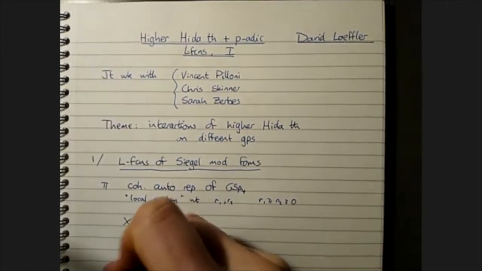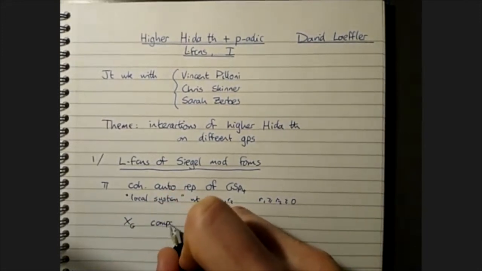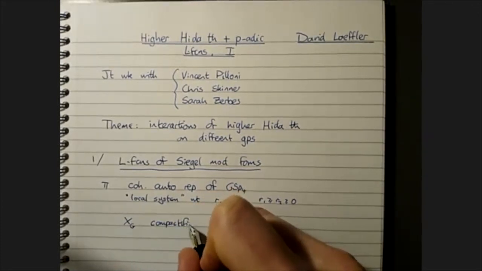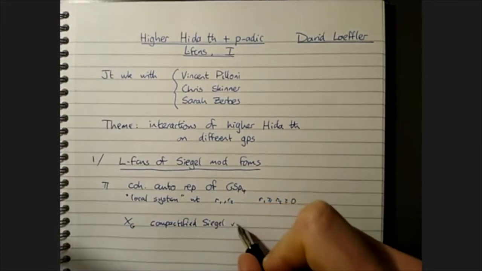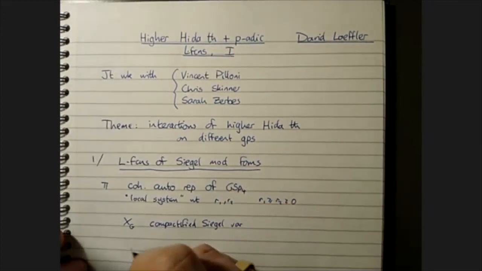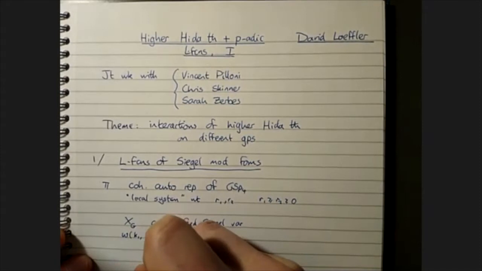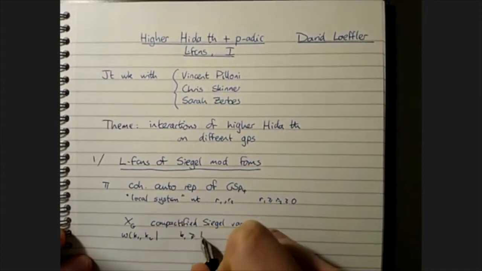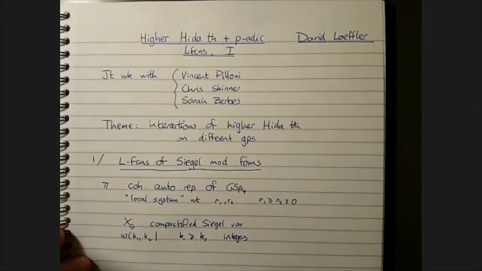So if X_G is the compactified Siegel variety, of some large enough level, we get several sheaves on this. We have sheaves omega k1, k2, with k1, k2 integers at least k2. And there are several of these, 4 of these in general, to whose cohomology pi will contribute.